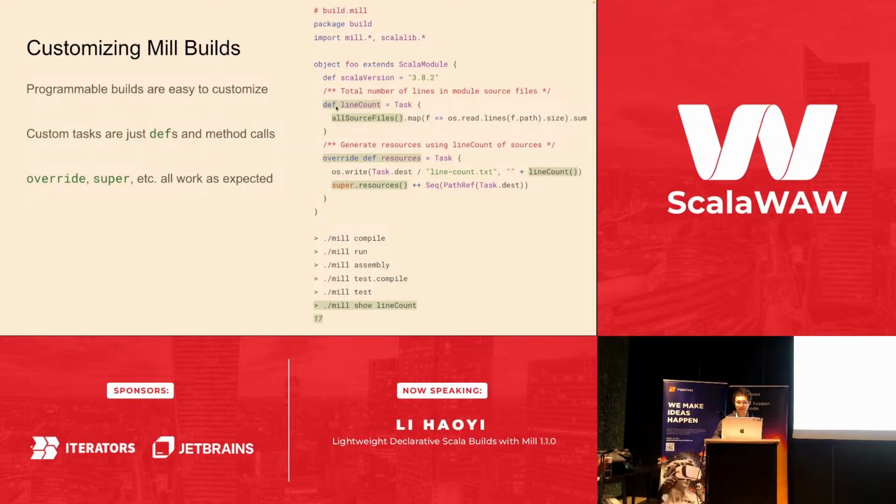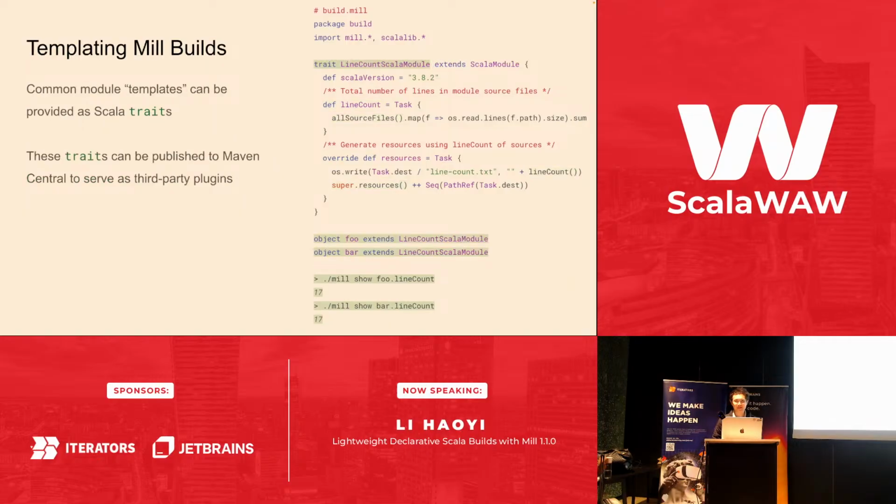For example, just by defining the line count method, I can call lineCount from the command line, and it becomes a command line subcommand I can use to run my Mill build. Apart from just having a singleton object that defines methods and inherits traits, you can define traits yourself. For example, here I'm defining a line count Scala module that has all the same stuff we just saw earlier, but because it's a trait rather than a singleton object, I can now inherit it twice in different singleton objects, in this case foo and bar, and I can run foo.lineCount and bar.lineCount from the command line, which is what you'd expect to see in Scala code.